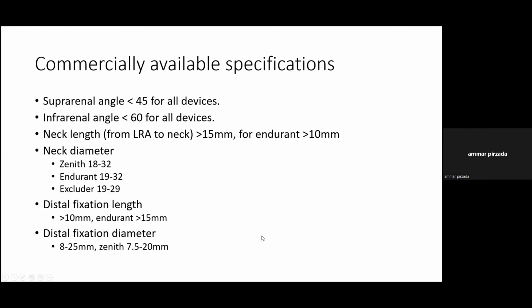Neck diameter is more or less the same with some variability. Largely speaking, 18 to 32 millimeter is good enough for all the devices. Zenith says that it should be 18 to 32 with a few tweaks here and there for Endurant and Excluder.